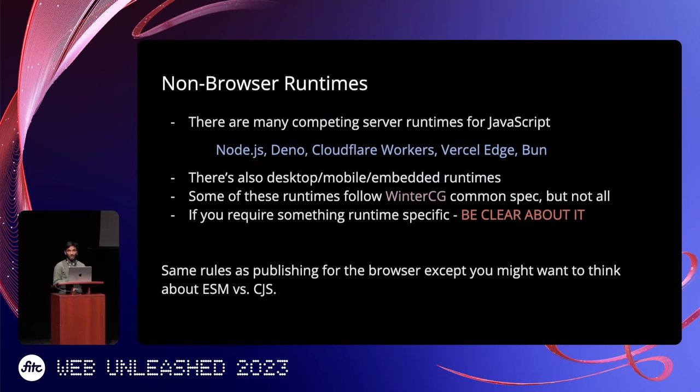Now, there are other runtimes that are not just the browser, and they're increasingly getting popular because people really like JavaScript. They want to write it everywhere. In particular, there's a ton of competing server runtimes. Node was the original big one, but there's Deno and Cloudflare and Bun. And there are also runtimes for desktop or mobile, and even embedded runtimes. Some of these do follow a common spec. This is called WinterCG. It's a consortium that was formed by some of these runtime maintainers. But not everybody follows the rules, and sometimes they're broken pretty badly. If you require something runtime specific for your package to work efficiently, a specific API or a specific behavior, be explicit about it. Better yet, if they try to do something in a runtime that's not supported, break horribly. So then they know what's wrong and they know, hey, please don't use this.